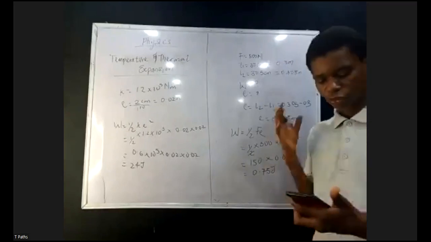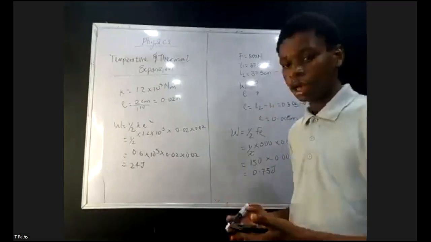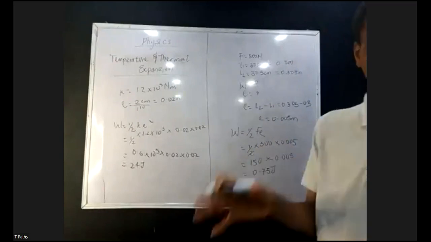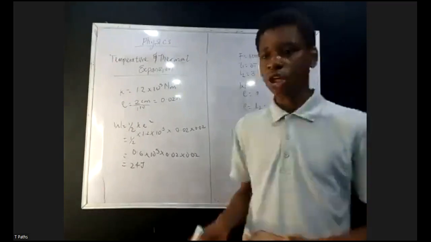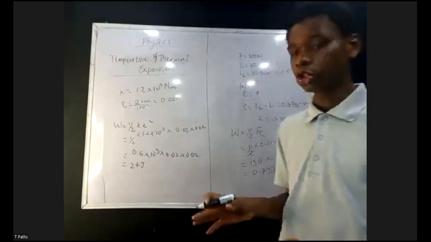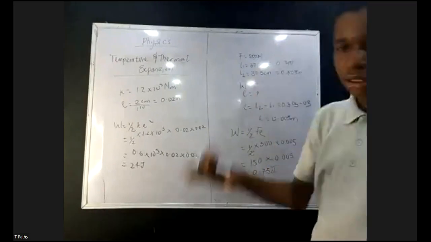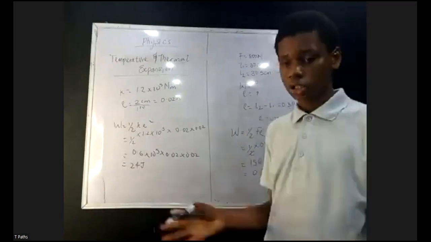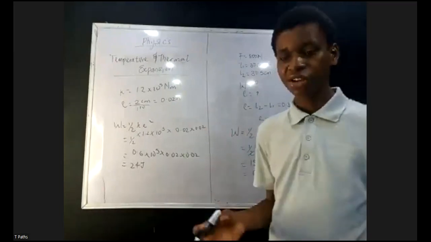Temperature is the degree of hotness or coolness of the body. But then I will define temperature for you as the sum total of the average kinetic energy of the body. So the average kinetic energy of the body is simply temperature. Some people define it as the degree of hotness or coolness of the body, but you can also define it as the sum total of the average kinetic energy of the body.